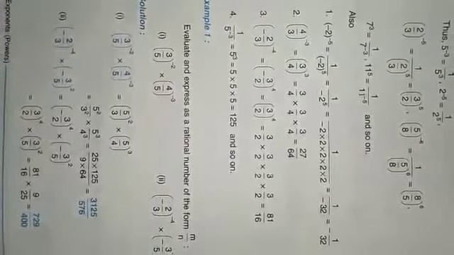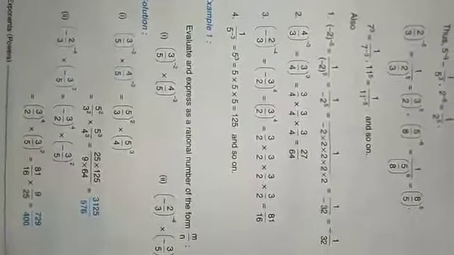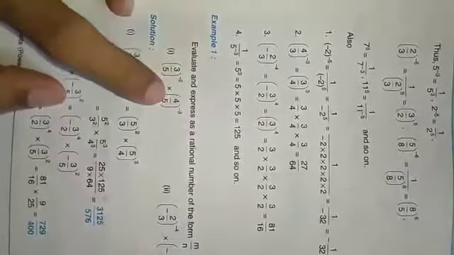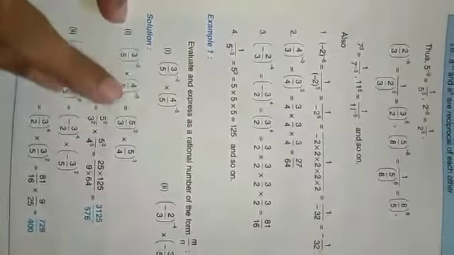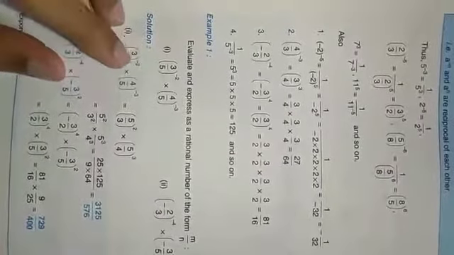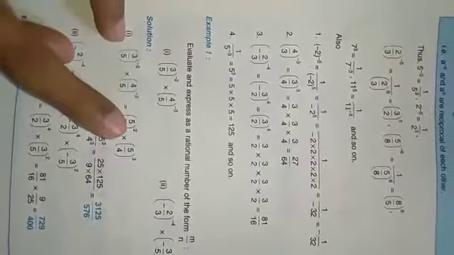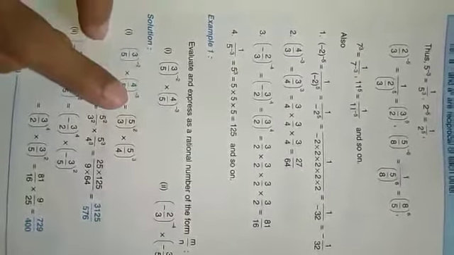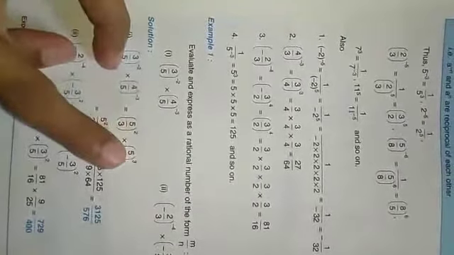Okay, so what we need to do actually is remove all the exponential terms, and we need to express it in the form of m by n. So let's do it. 3 by 5 whole to the power minus 2 into 4 by 5 whole to the power minus 3. So 3 by 5 whole to the power minus 2 is equal to 5 by 3 whole to the power 2, okay, into 4 by 5 whole to the power minus 3, that means 5 by 4 whole to the power 3.